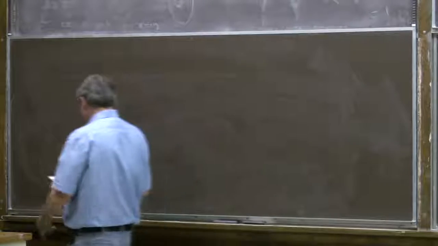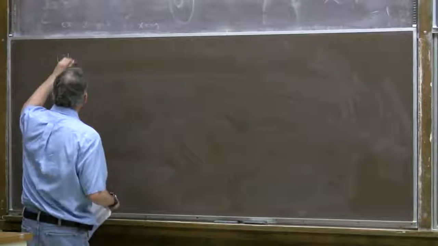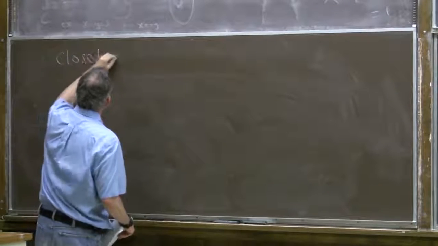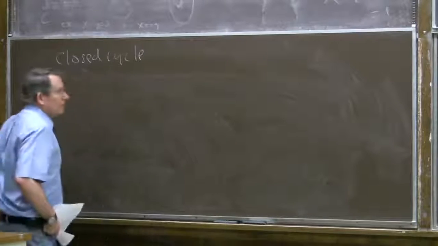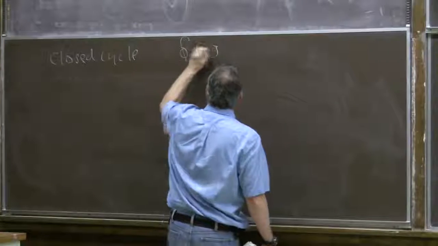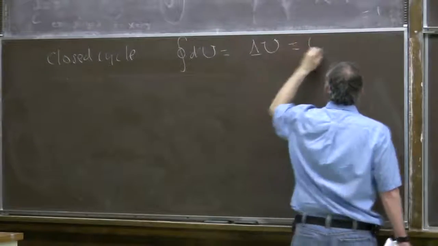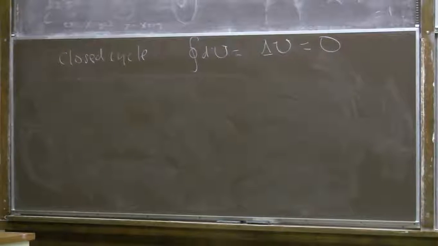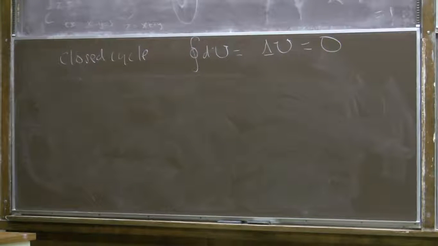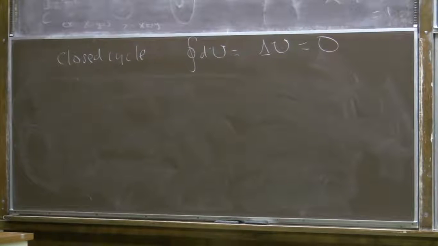Now, the system undergoes a closed cycle. As I've already said, the integral of dU, the change in the internal energy, is equal to 0. The system goes back to its initial configuration at the end of the cycle and has the same internal energy as it did initially.